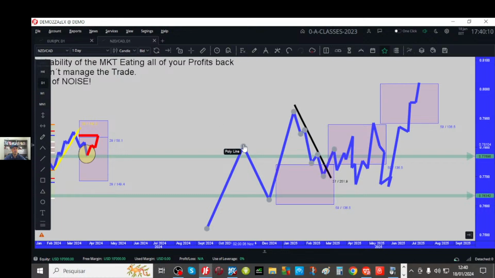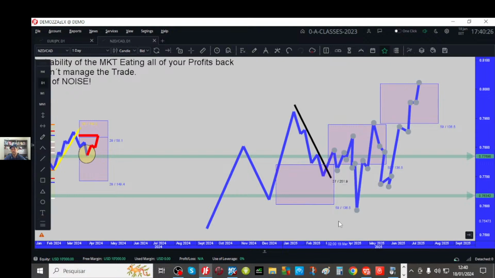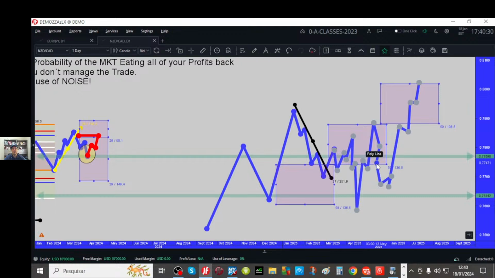And it's also statistically proven that if you're on the 4-hour chart and below, especially the 15-minute and the 1-hour chart, the market is going to stop you out if you are not managing the trade.